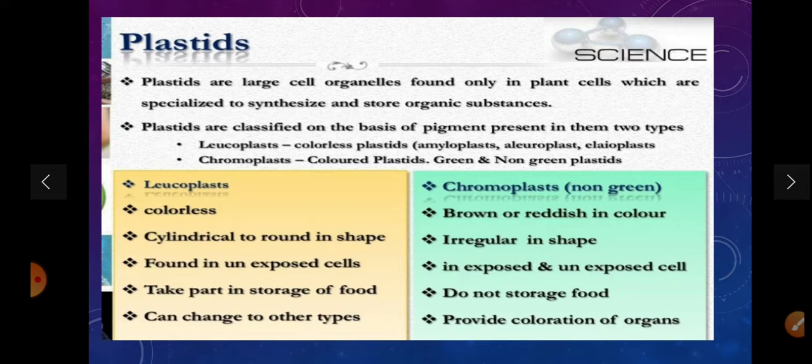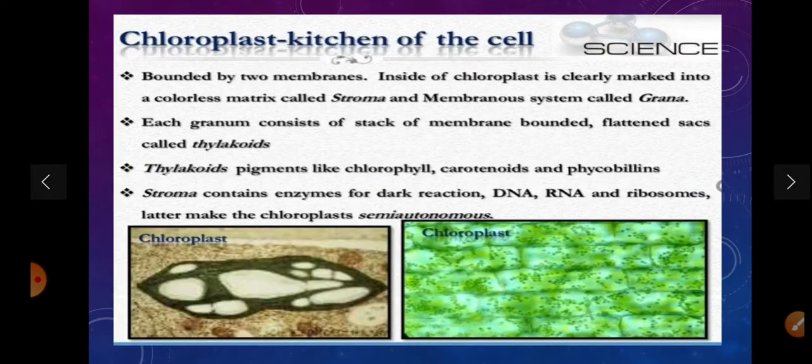Leucoplast is colorless whereas chromoplast is brown or reddish in color. Leucoplast is cylindrical to round in shape, whereas chromoplast is irregular in shape. Leucoplast is found in unexposed cells; chromoplast is found in exposed and unexposed cells both. Leucoplast takes part in storage of food, chromoplast does not take part in the storage of food. Leucoplast can change to other types, but chromoplast provides coloration of organs.